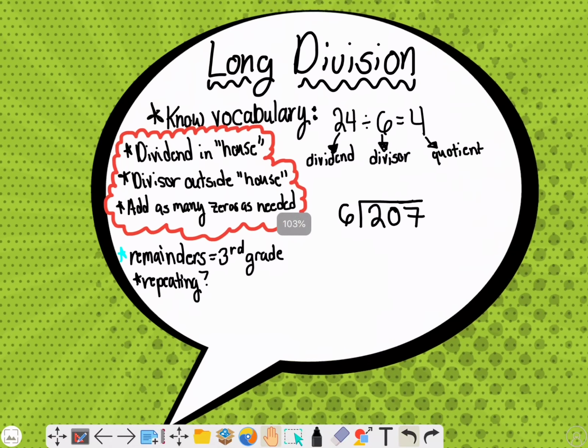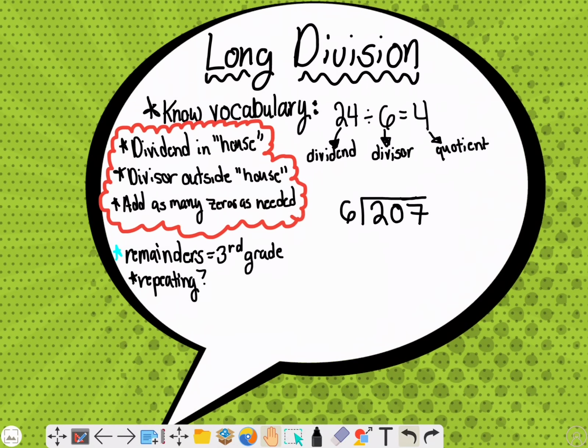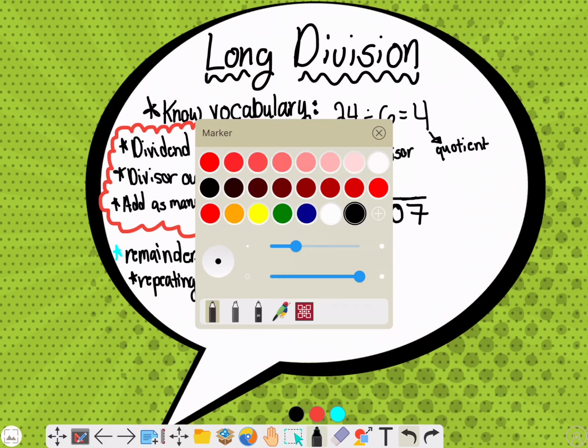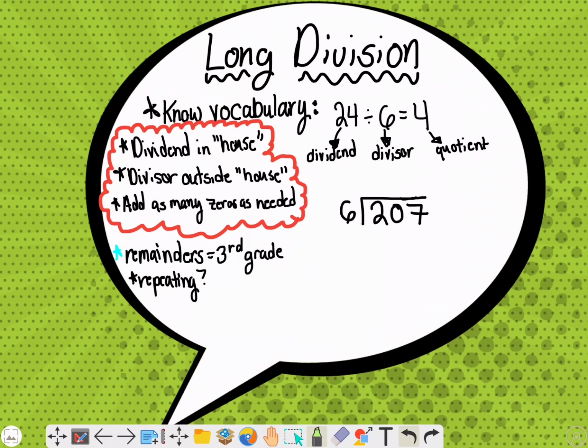Okay, so one of the trickiest topics in math is long division. The first thing I'm going to ask you to do, or at least think of, is start getting to know the vocabulary. Knowing that the first number is called your dividend, and then your second number is called your divisor, and then your answer is going to be your quotient.